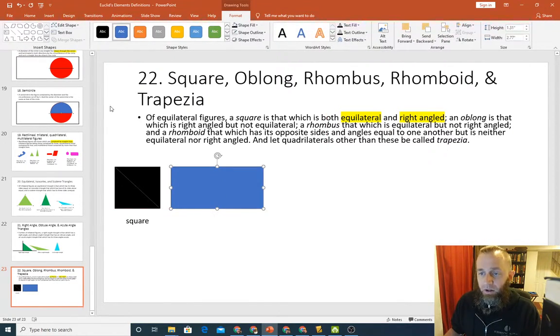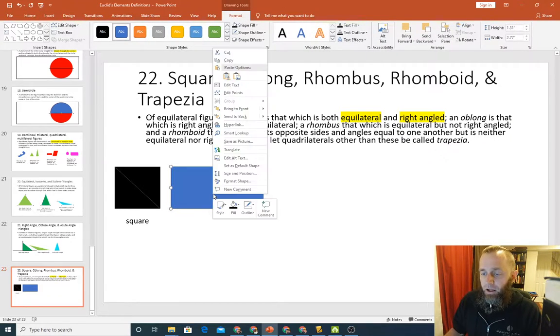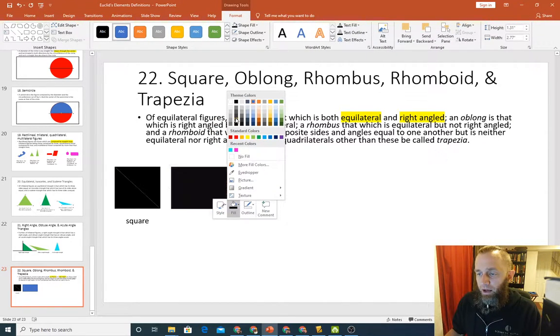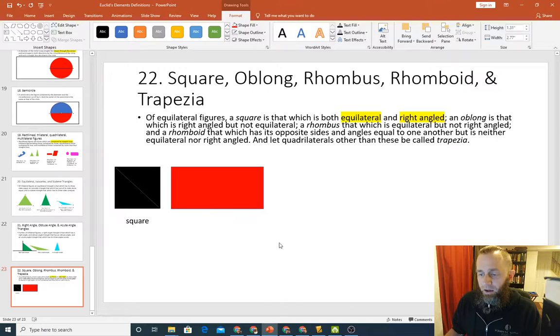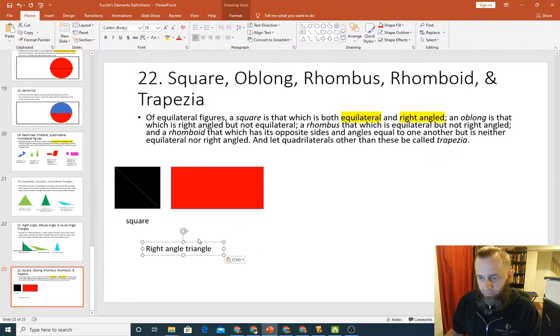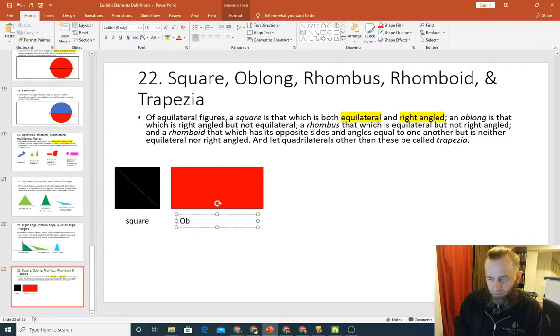Okay, so let's prove that it's right-angled, and we can do that by inserting our triangle right on top of it. And there's our triangle, and look, that's a right triangle. We know that's a right triangle, and look at that. It's sitting nicely on top of our oblong. Therefore, it's right-angled. So that's fun. Let's go ahead and make it red. There we go. And that is an oblong. Call it an oblong.